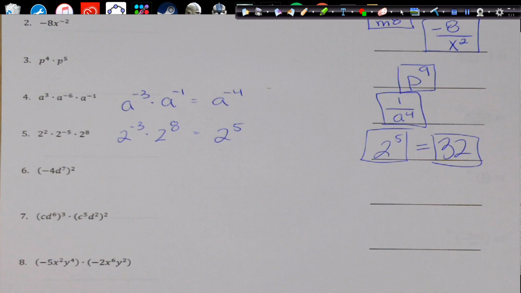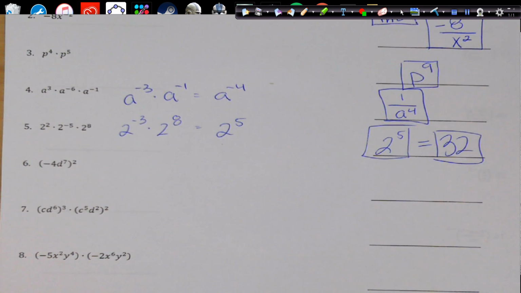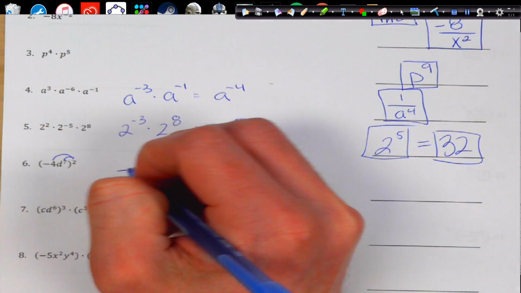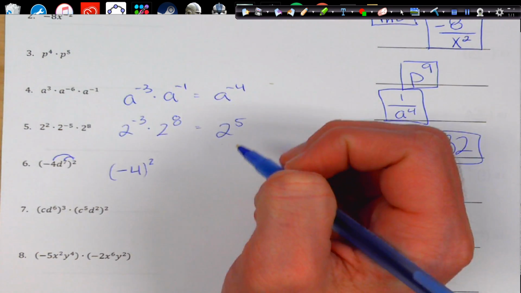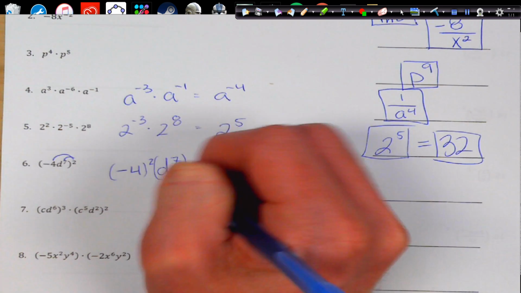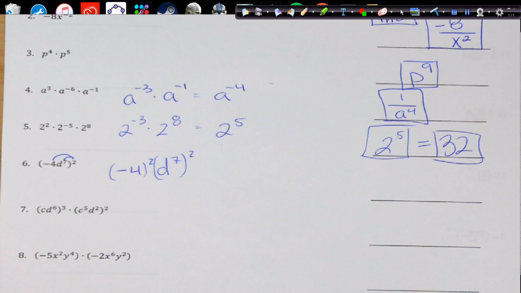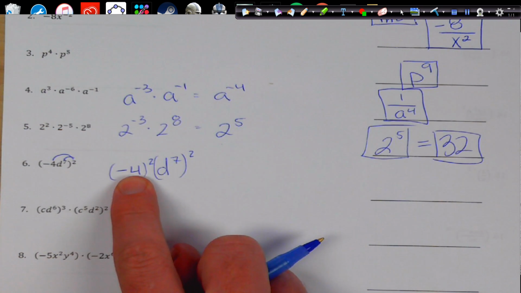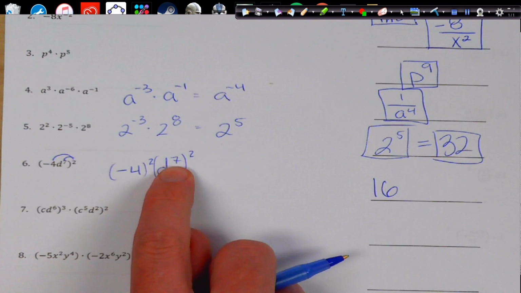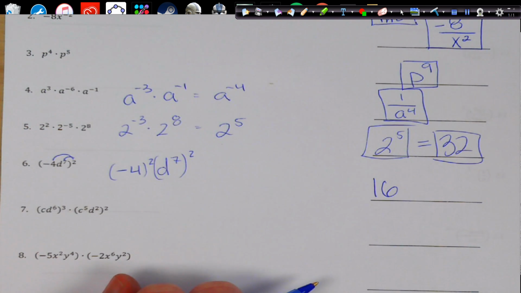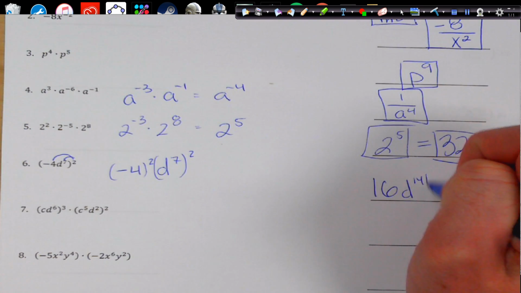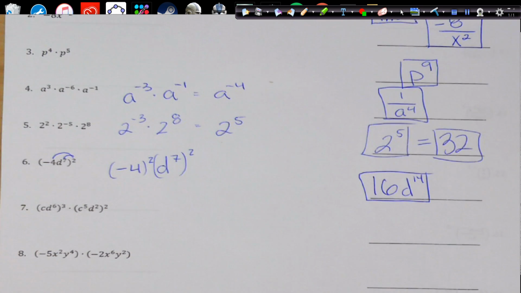This is probably one of the biggest mistakes I saw students make, on number 6. We need to distribute the 2 to both pieces on the inside. So we get negative 4 squared, and we get d to the 7th squared. Sometimes it helps to write it out like that. 4 squared is going to give me 16. And then a power to a power is going to multiply, and that's going to be 14. So 16d to the 14th power.